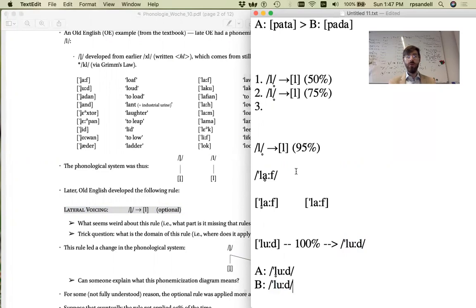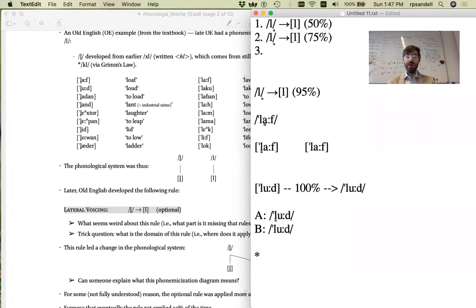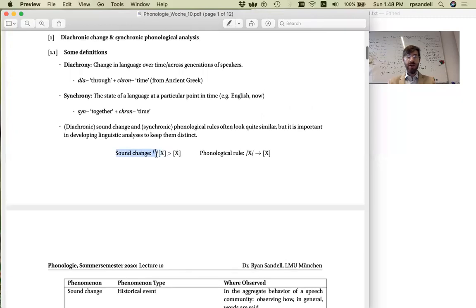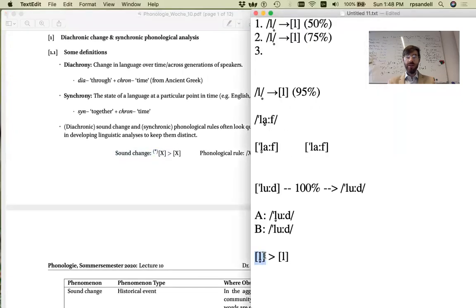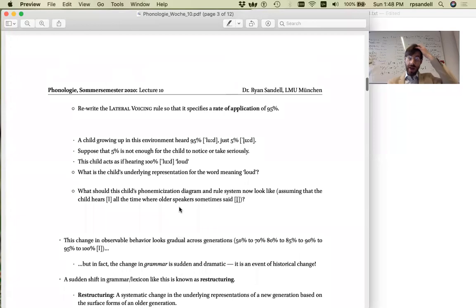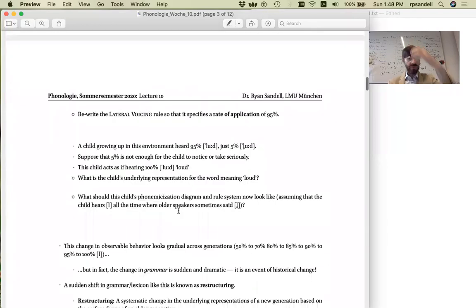And we can represent, if we want to simply neutrally reflect what has happened between Old English and a later phase of the English language, we can write this as a sound change, as I indicated here, with the forms given in square brackets, where the voiceless lateral approximant becomes a voiced lateral approximant. But in this particular case, there's also some impact on the phonemic system, I think. That is, the child's phoneme system.